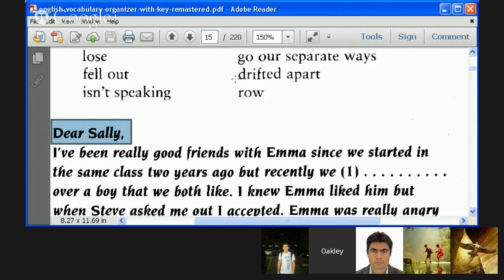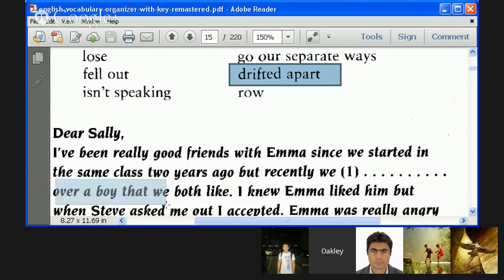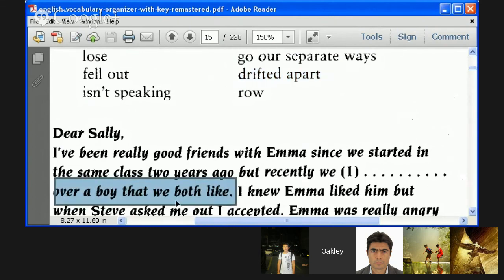Well, probably not. You drift apart with your high school friends. You talk to each other less and less. You don't stay in touch anymore. And it's not that you don't like each other, you just have separate lives. Maybe you move to another part of the country or another country, and you drift apart. But Sally and Emma did something over a boy we both like. That's the key. So it was relatively sudden. Drift apart takes years.